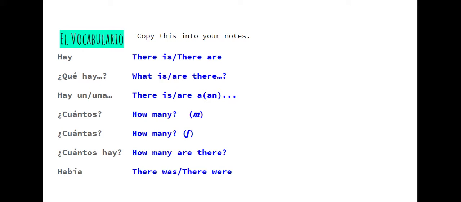And then the past tense of hay, which means there was or there were, is había. Había. So if you learn hay and había, you can say this both in the present and the past. There is or there are, or there was or there were. So, había dos libros. If you can't find your two books, you would say, había dos libros en mi mochila. There was. So, take a minute, copy down these notes in your notebook.